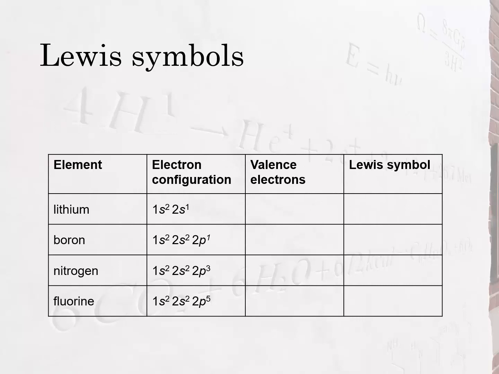We'll begin with single atoms written as Lewis symbols. Here are some elements from the second row of the periodic table along with their ground state electron configurations. We're interested only in the valence electrons, which in these cases are found in the n=2 shell. Lithium has 1 valence electron, boron has 3, nitrogen has 5, and fluorine has 7. Now, here are the Lewis symbols for these atoms. Each dot represents a valence electron, and the elemental symbol represents the nucleus and the core electrons.